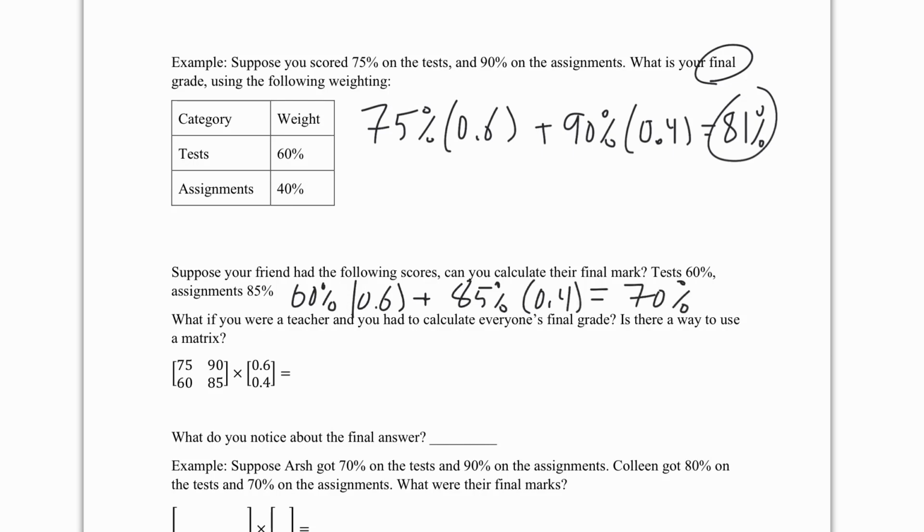That would be 70%. But what if you were a teacher and you had to calculate everyone's final grade? I mean, this is kind of my situation. I don't have just 1 or 2 final grades I have to calculate. I have to calculate it for all the students. Is there a way to maybe use a matrix?